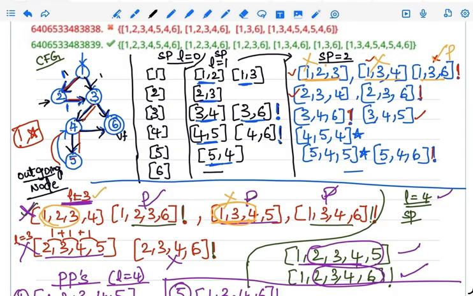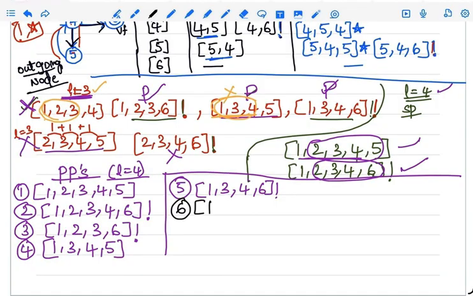Next prime path, friends, 1, 3, 6, this black color one. 1, 3, 6 is not covered anywhere in simple paths of length equal to 2. So 1, 3, 6 is a prime path.